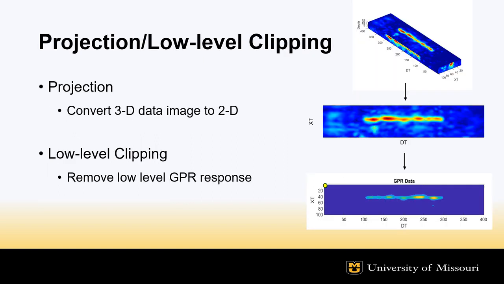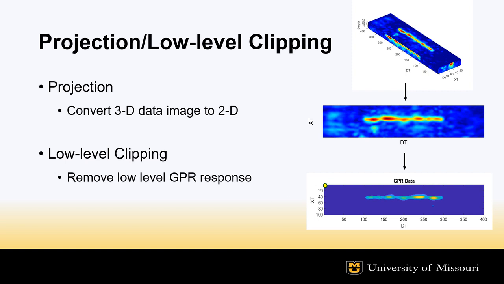The data we receive from the ground-penetrating radar is three-dimensional: cross-track versus down-track versus depth. The Hough transform can only be applied to a two-dimensional image. So the first step we take is converting the three-dimensional data to three two-dimensional projections: cross-track versus down-track, cross-track versus depth, and down-track versus depth.